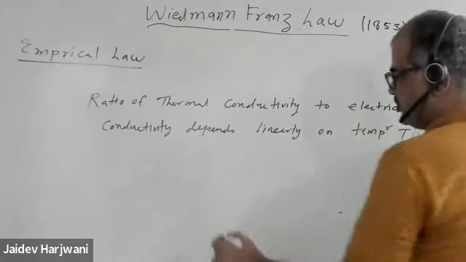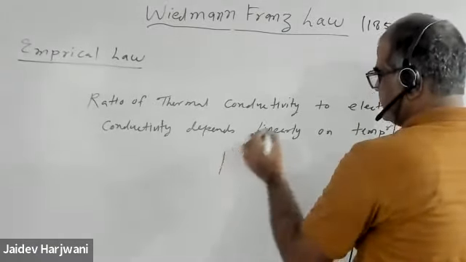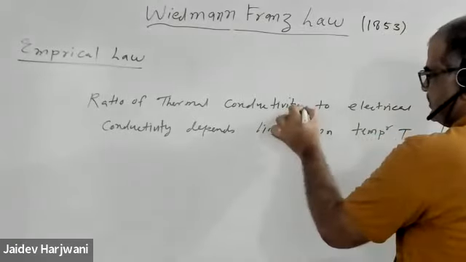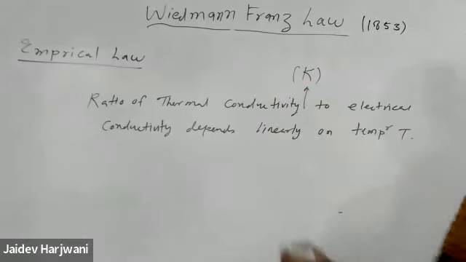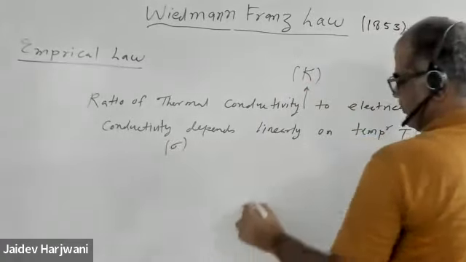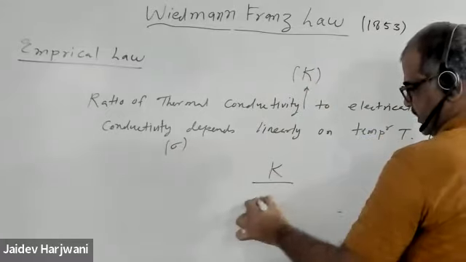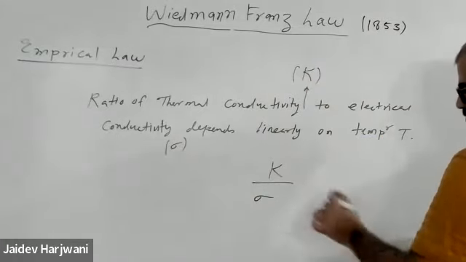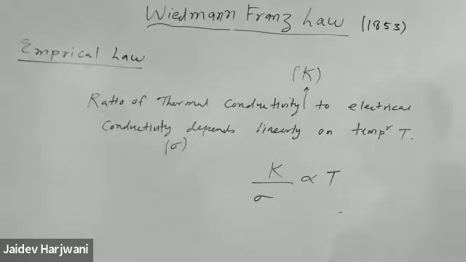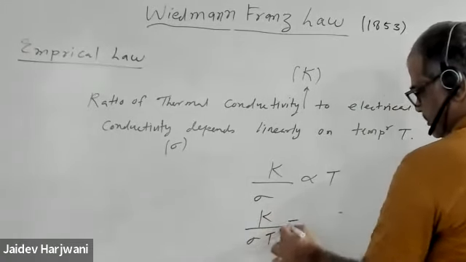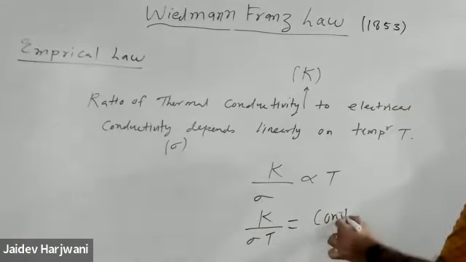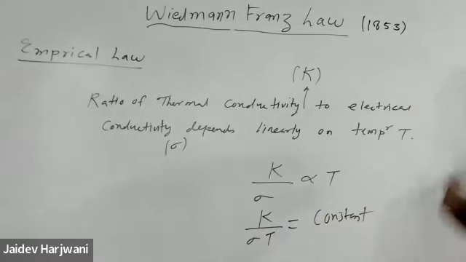So if I take the ratio, thermal conductivity is denoted by the symbol K, kappa, and electrical conductivity by the symbol sigma. So if I measure K by sigma, this is proportional to temperature. And if I take the ratio K by sigma T, this is equal to a constant. And all of you may be knowing this.